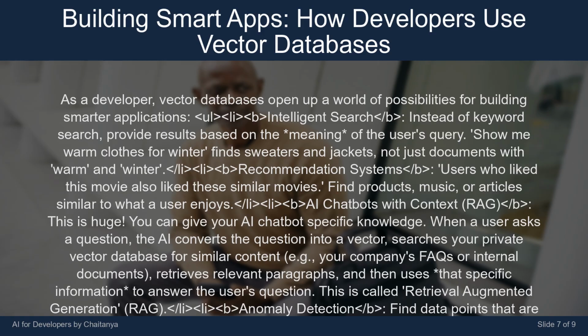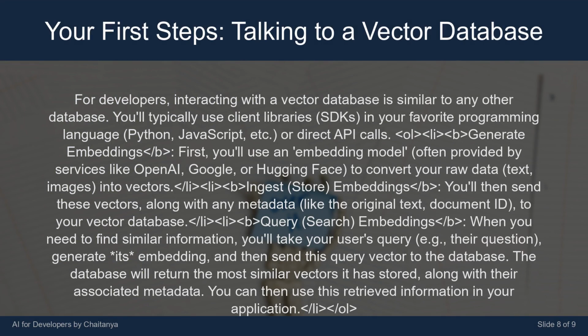RAG. Anomaly detection. Find data points that are unusually far from the rest, indicating potential fraud or errors. For developers, interacting with a vector database is similar to any other database. You'll typically use client libraries, SDKs, in your favorite programming language, Python, JavaScript, etc., or direct API calls.